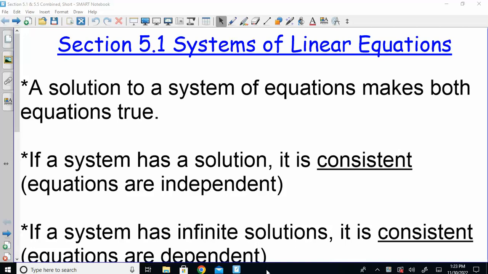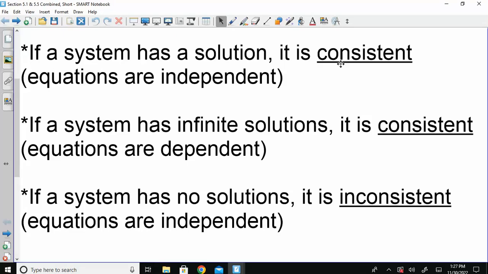You also talked about independent versus dependent. So if you only get one solution, those are independent. More than one solution, those are dependent. So what does it look like in terms of a graph if it's consistent and independent? If we're talking about linear equations. What does it mean? What does consistent mean?